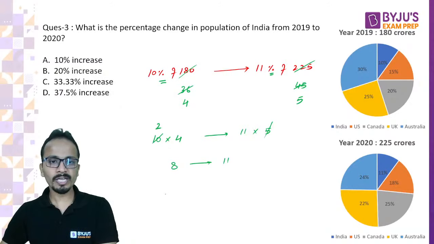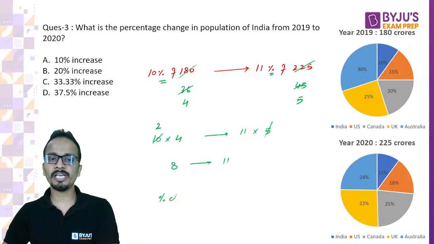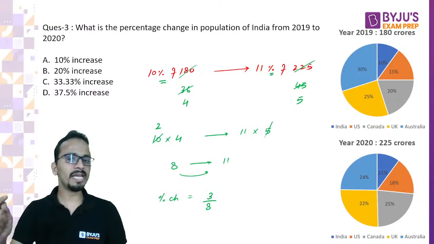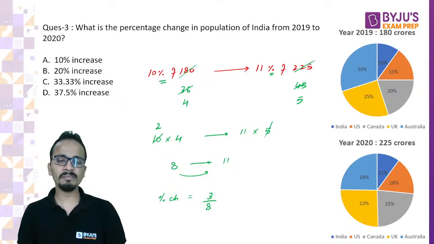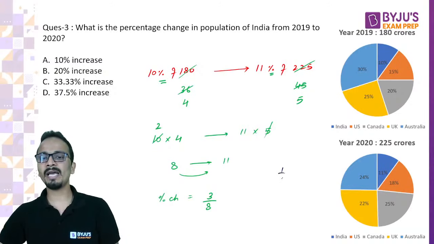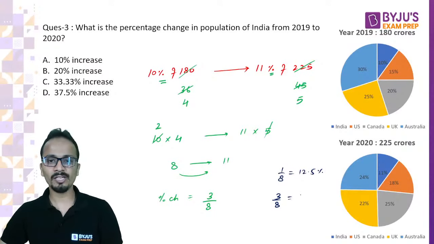So now there is a percentage change of numerator change 8 to 11. The value has increased by 3 upon initial value. So there is a percentage change of 3 by 8 into 100. अब 3 by 8 calculate करना है. So do we already remember what is 1 by 8? 1 by 8 was 12.5%. So 3 by 8 will be 3 times this value, that is 37.5%.